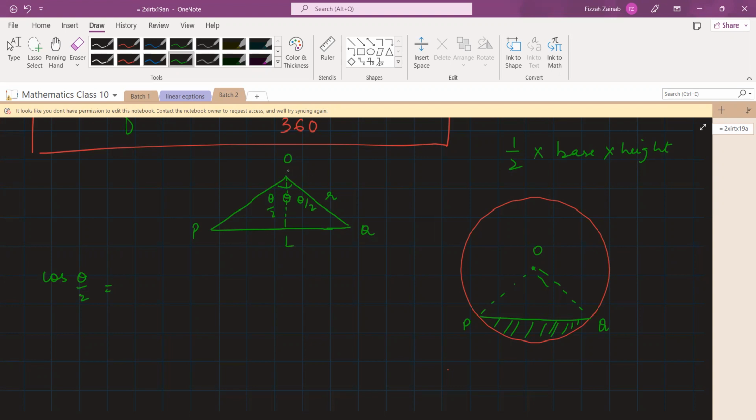So base will be my side OL, because I'm taking this theta. So OL will be the base and hypotenuse will be OP. Is that clear? So OL I want to find. Basically OP I know, which is R. So cos theta by 2 is equal to OL divided by R. So this implies that your OL is R into cos theta by 2.